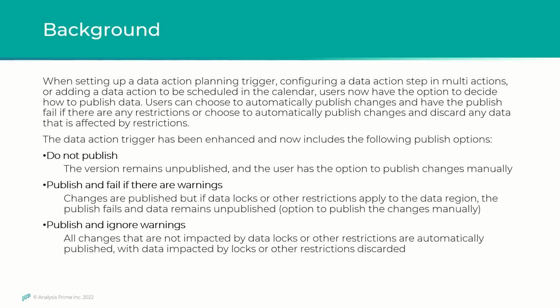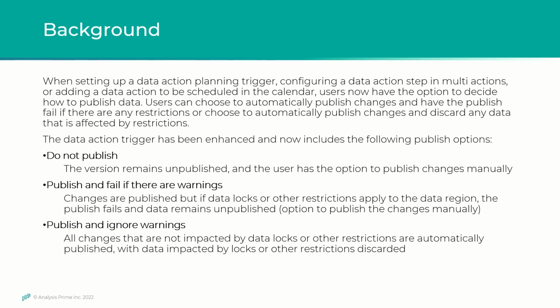The trigger has been enhanced to include the following three options. Number one is do not publish, wherein the version remains unpublished after the data action runs, and the user has the option to manually publish changes. Number two is publish and fail if there are warnings. In this scenario, the changes are published, but in cases where there are data locks or any restrictions that are applied to the planning region, the publish will fail and the data will remain unpublished. In this scenario as well, the user has the option to publish the changes manually.